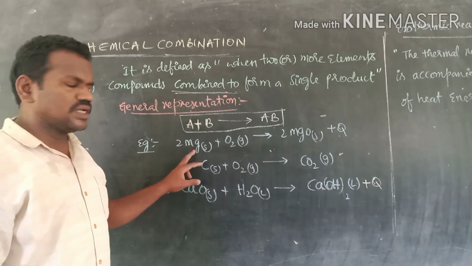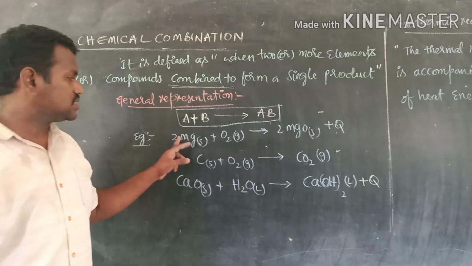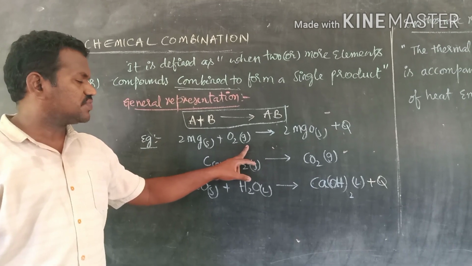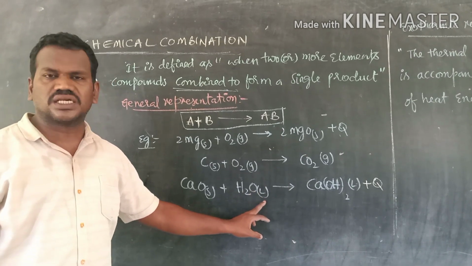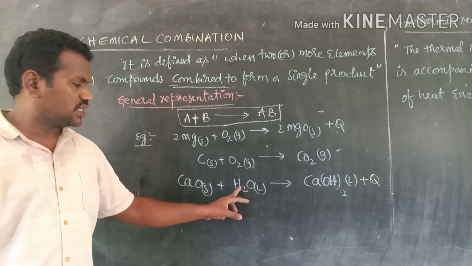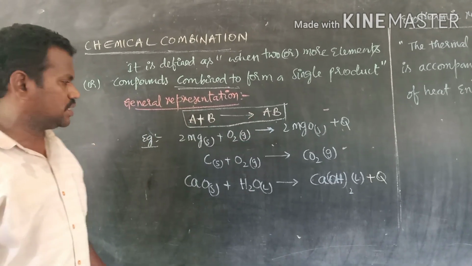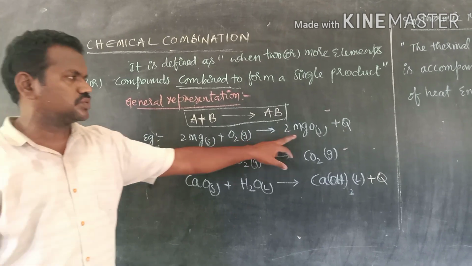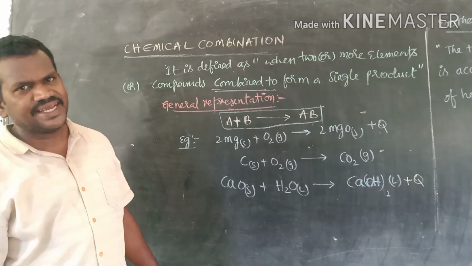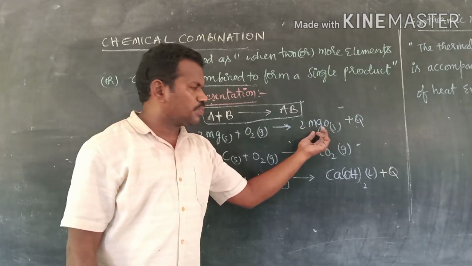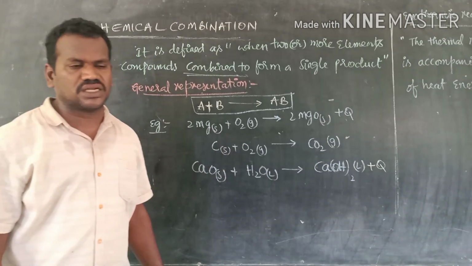Examples are 2 molecules of magnesium, that is a solid. This S indicates the physical state of the given element. Here the physical state of the given element oxygen is gas. For example, if you consider water, the general state of water is liquid. So water is nothing but H2O. The general representation is A plus B gives rise to AB. 2Mg plus O2 gives rise to 2MgO plus Q. Why did we write Q? Q stands for heat. Here, along with the products, some amount of heat is liberated. For that reason it is an exothermic reaction.